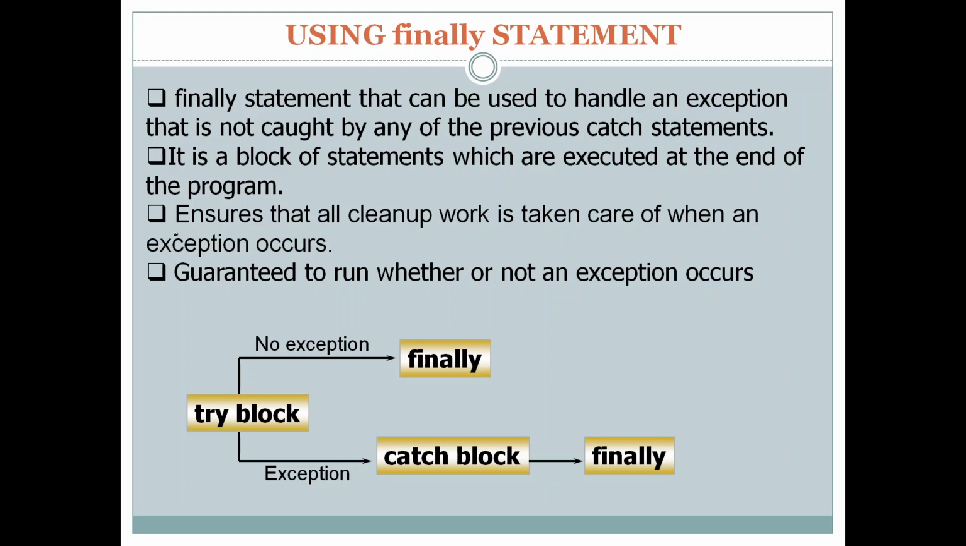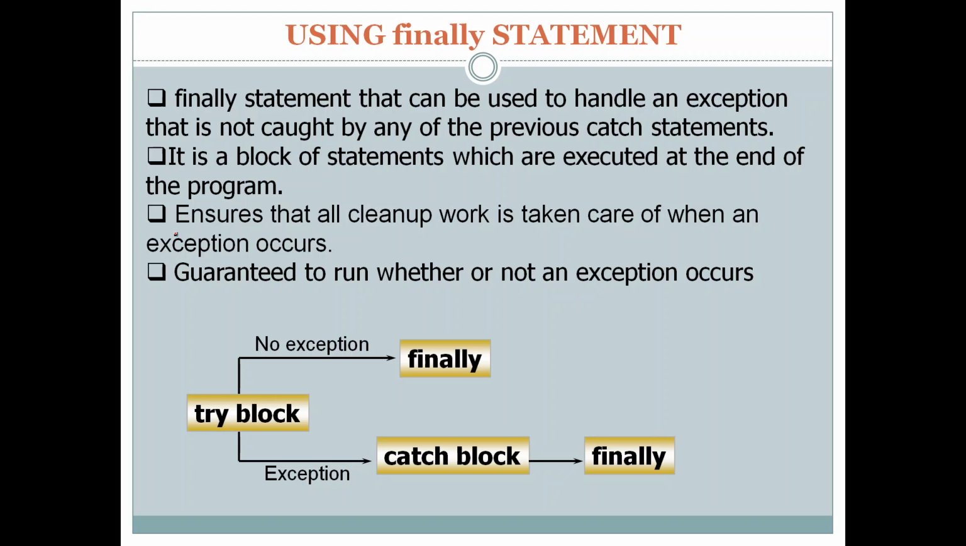This finally block can be used to ensure that all the cleanup work is taken care of when an exception occurs. So the finally block is useful to clean up things in the program, because this is the block which is executed at the end of a program, and it is guaranteed to run whether or not an exception occurs. So if the program executes properly, the finally block is executed. Even when there is an exception, the finally block is executed.